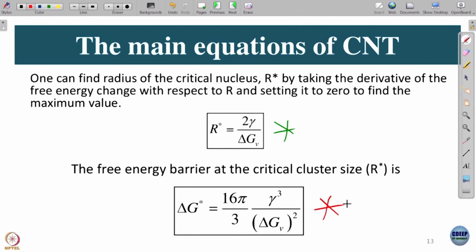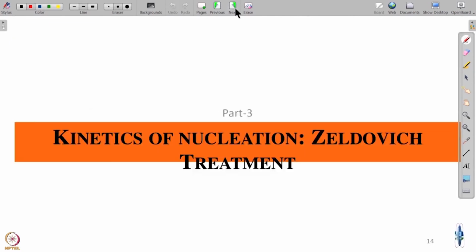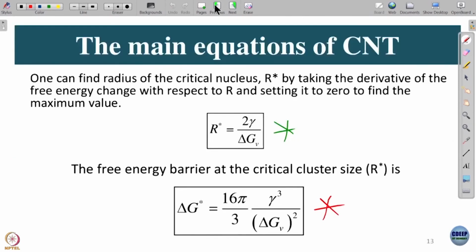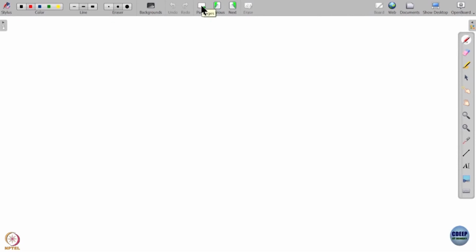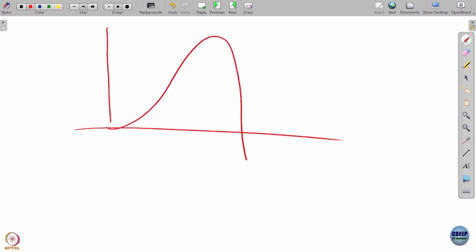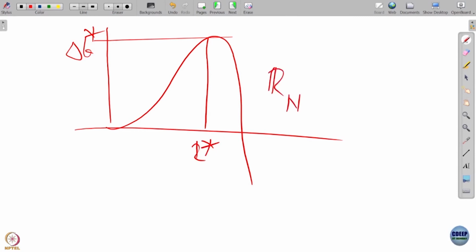So this is the size of the critical nucleus, and this is the barrier, a very beautiful equation, 2 gamma over delta GV. We almost all know this by memory. Okay. So now, how do I do that? How do I do it now? So I have a situation like that, and this is my free energy barrier, delta G star, my R star. Now you ask me, what is the rate? How do I calculate the rate of nucleation, Rn? How do I calculate that?